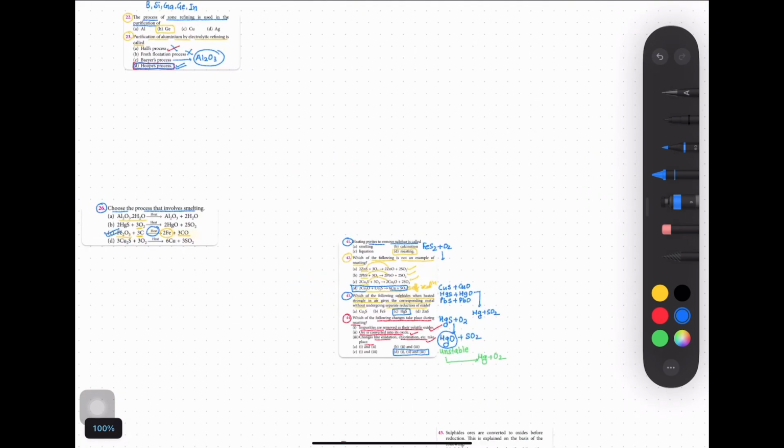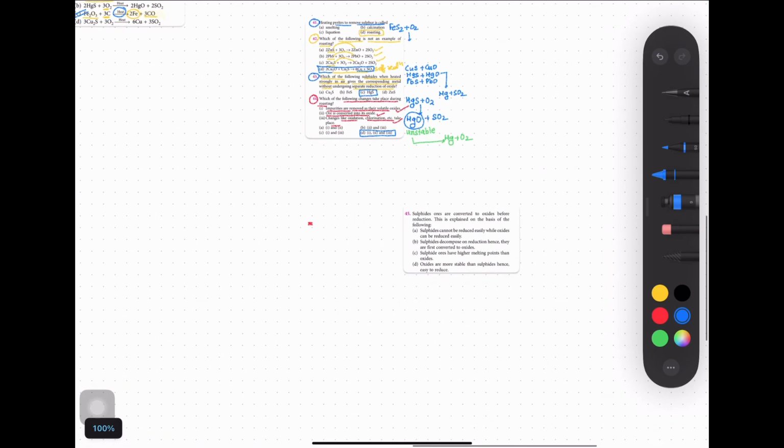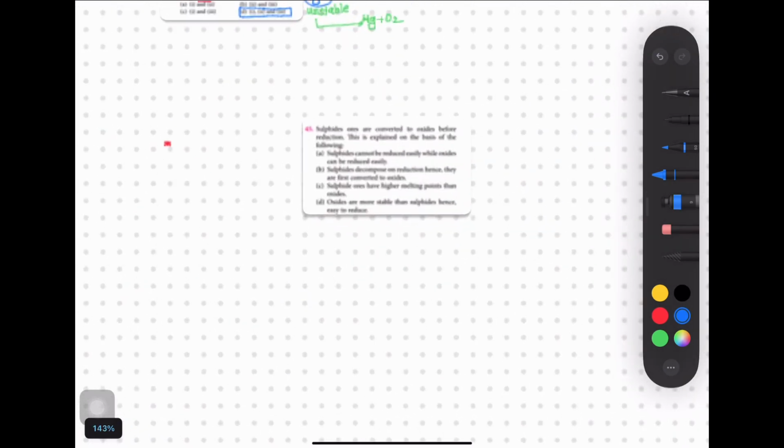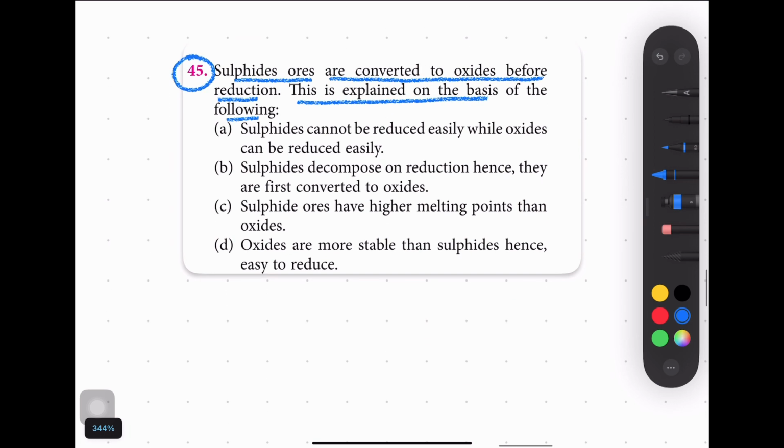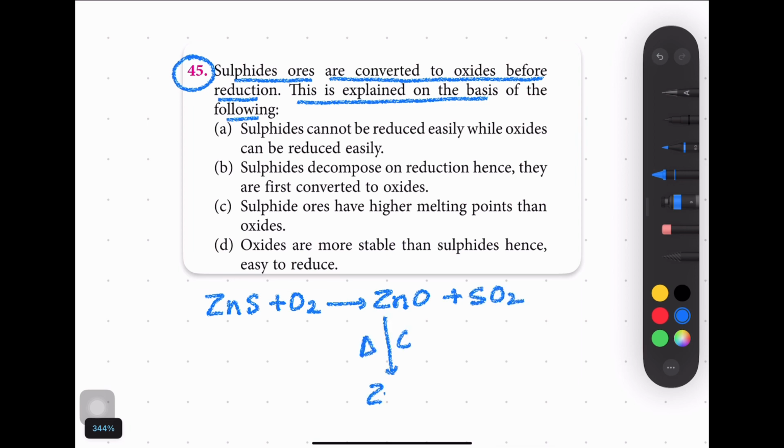Okay, let's move to the next set of questions. Sulfide ores are converted to oxides before reduction. This is explained on the basis of what? Suppose we have to reduce ZnS. First we will convert this to oxide, that is ZnO, and then we'll do carbon reduction at high temperature to form zinc and CO. We will not directly reduce the ZnS.